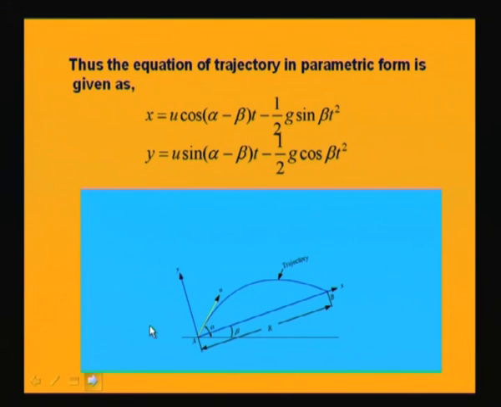Thus the equation of the trajectory in parametric form is given as x equal to u cos (alpha minus beta) t minus half g sin beta t square and y equal to u sin (alpha minus beta) t minus half g cos beta t square. Here x and y both are functions of t. So, t is the parameter, knowing which I can find x and y, therefore this form is called parametric form.